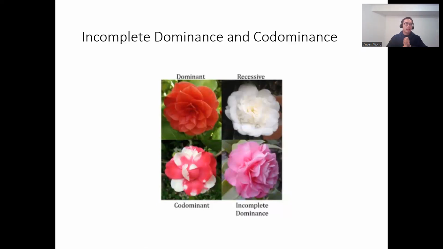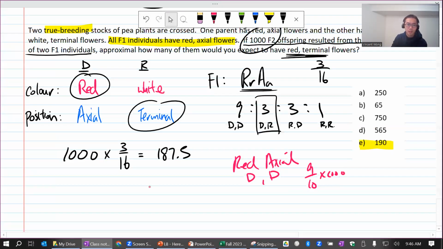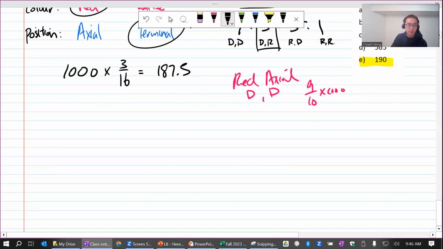So everything we talked about so far is dominant versus recessive. Okay? And if it's big R, small r, it's going to turn out to be red, right? But that's not always the case. We have other types of interactions between alleles that create different results. One of them is called incomplete dominance, and the other is called codominance. Okay, I'm just going to write them in the notes over here. So what is incomplete dominance?